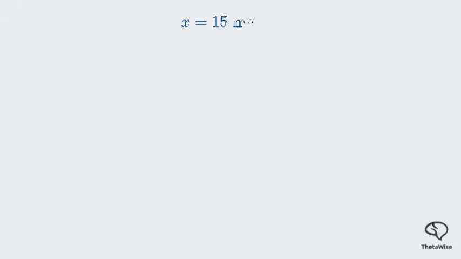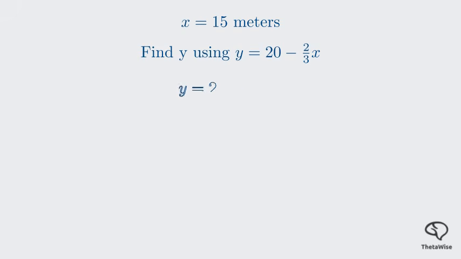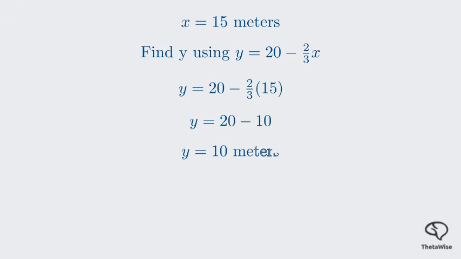We found x equals 15 meters. To find y, we can substitute this back into our expression for y that we found earlier. y equals 20 minus 2/3 of 15. 2/3 of 15 is 10, so y equals 20 minus 10, which is 10 meters. So the dimensions of a single small pen should be 15 meters by 10 meters.